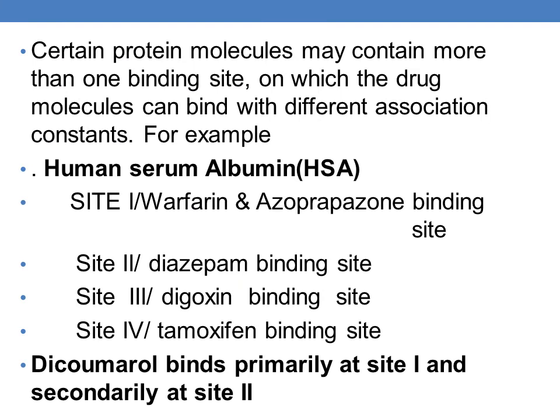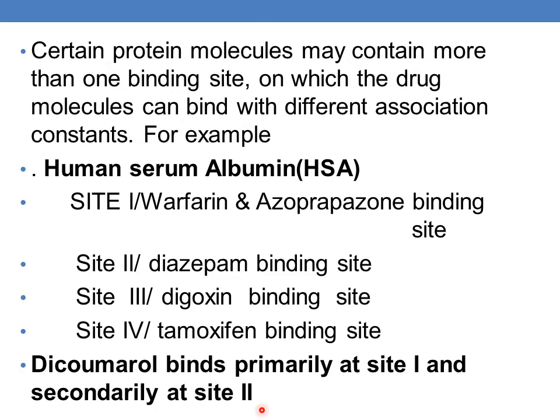Now, certain protein molecules may contain more than one binding site on which the drug molecules can bind. For example, human serum albumin has 4 sites: site 1, site 2, site 3 and site 4. Dicoumarol binds primarily to site 1 and secondarily to site 2. Dicoumarol is a drug which binds primarily to site 1 and then it prefers to bind to site 2.